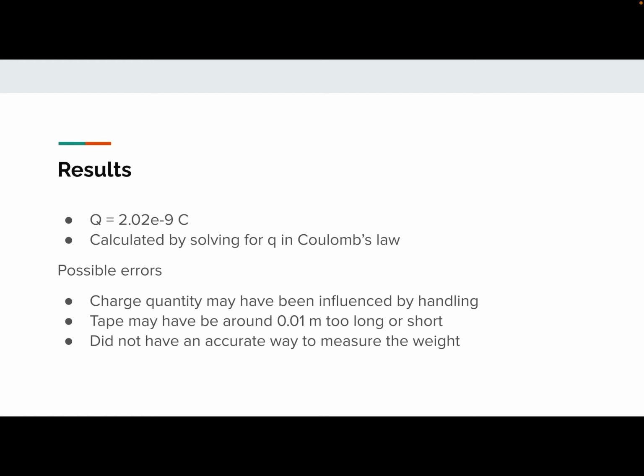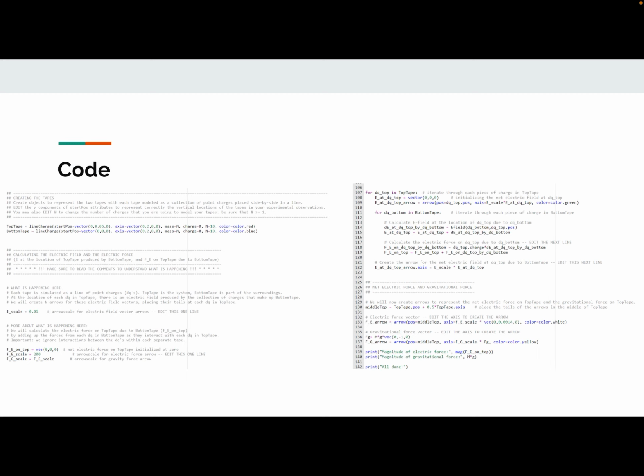Now, there might be some errors. The charge quantity may have been influenced by how I handled it. The tape may have been a little too long or too short, and I don't have a measured weight, so the weight might be slightly inaccurate.